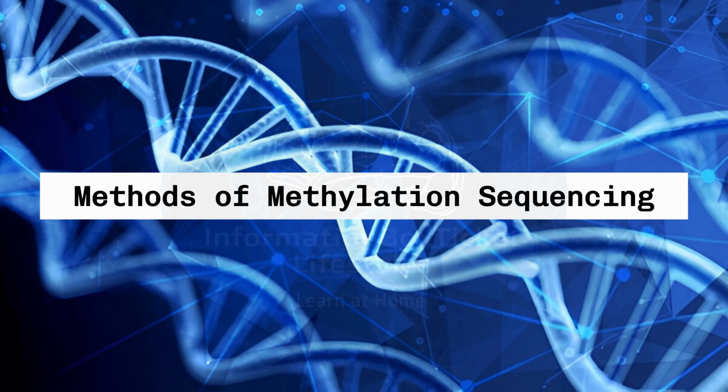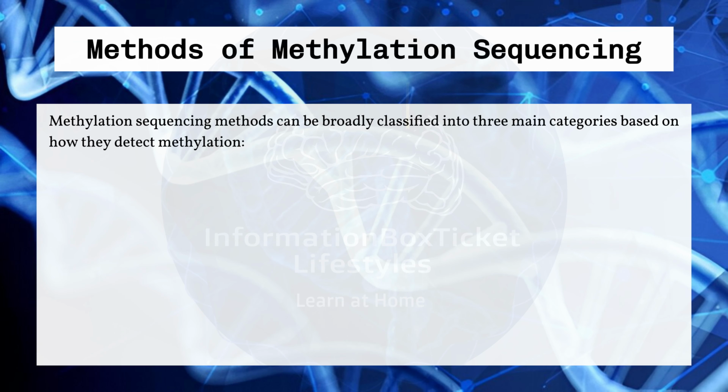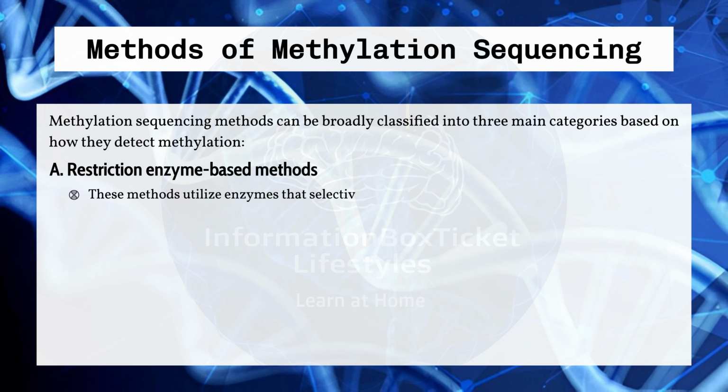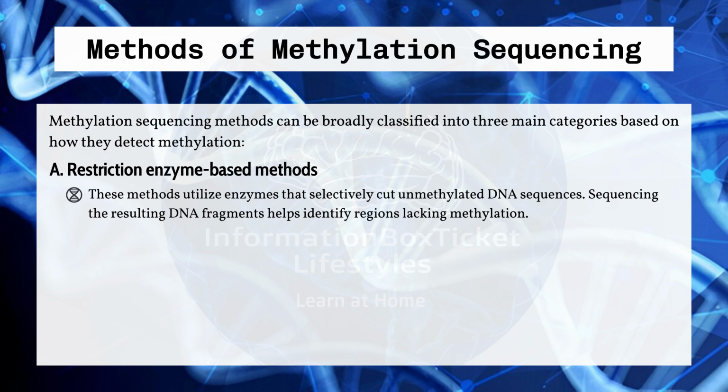Methods of methylation sequencing. Methylation sequencing methods can be broadly classified into 3 main categories based on how they detect methylation. A. Restriction enzyme-based methods. These methods utilize enzymes that selectively cut unmethylated DNA sequences. Sequencing the resulting DNA fragments helps identify regions lacking methylation.